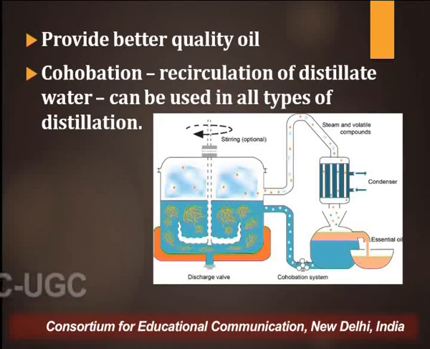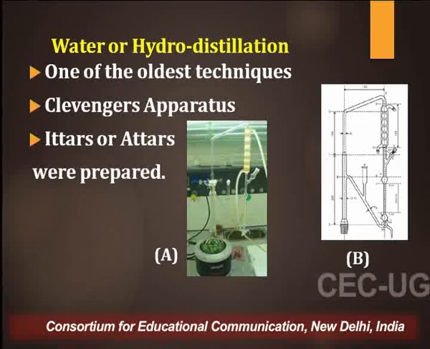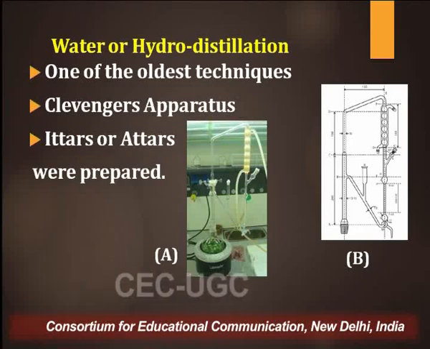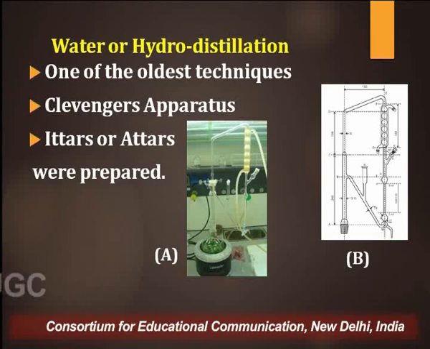So if we go back to the Clevenger apparatus structure, you can see there is an oblique tube which I told you about. This oblique tube helps in the cohobation process. Whatever water condenses in the collecting tube, the same amount of water through this tube passes back into the RBF or the distillation container.